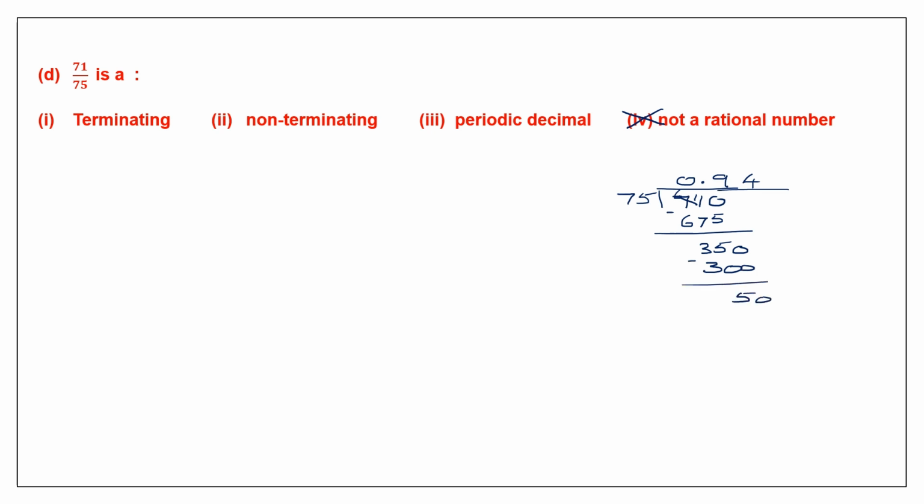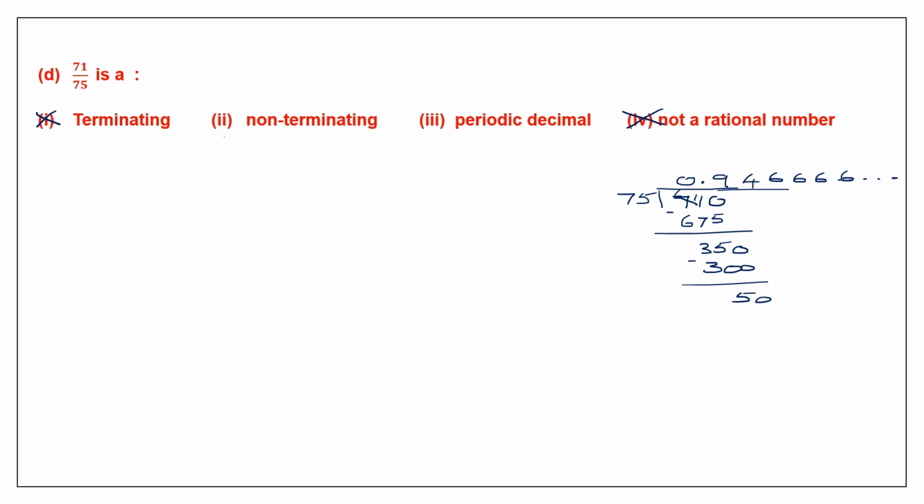Now this goes on and on. Now here if you continue, it goes on like this. Okay, so this is a non-terminating decimal. This doesn't have an end here, it goes on and on. So this is a non-terminating decimal, so it cannot be option 1.